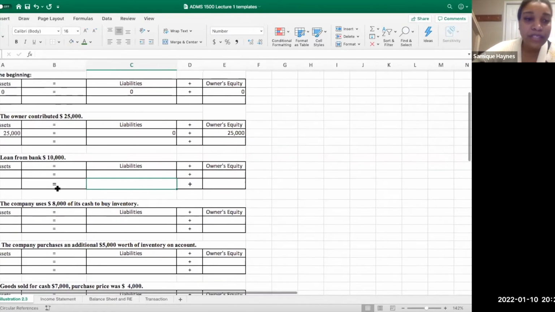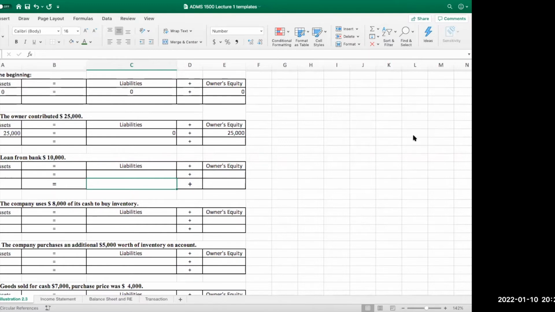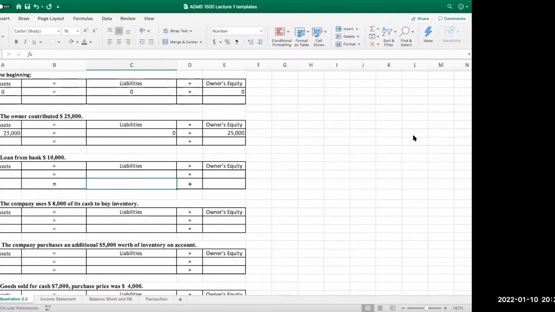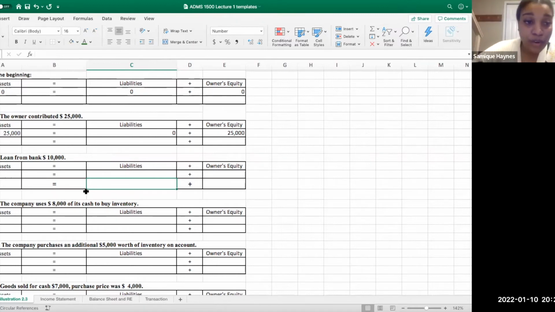If the company borrows $10,000 from the bank, what accounts can you think about? Liability. Liabilities is part of the equation, but give me an exact account, right? We borrow from the bank. Cash. So somebody says cash, and that's correct. If we borrow $10,000, we're going to get cash, okay? So cash is going to increase.